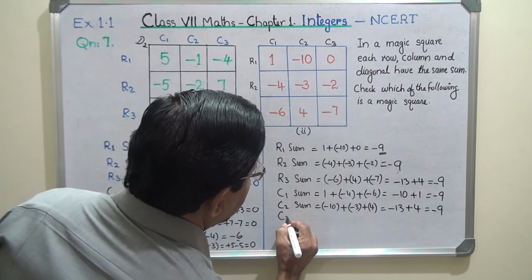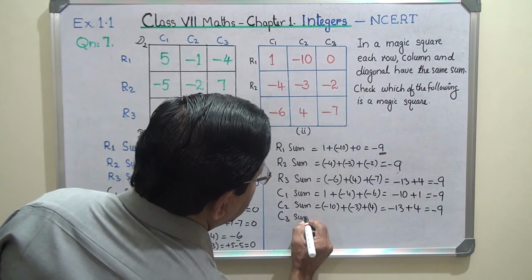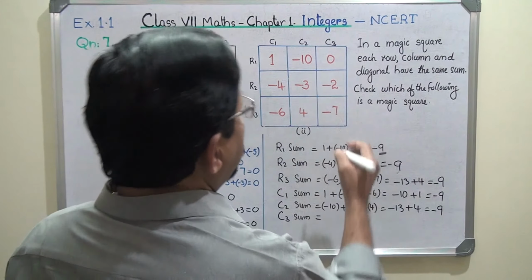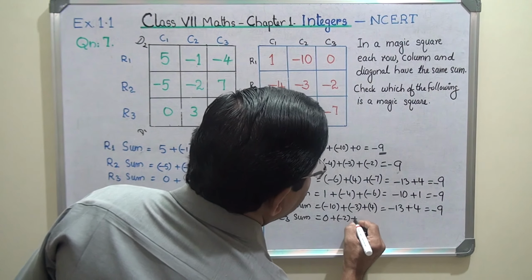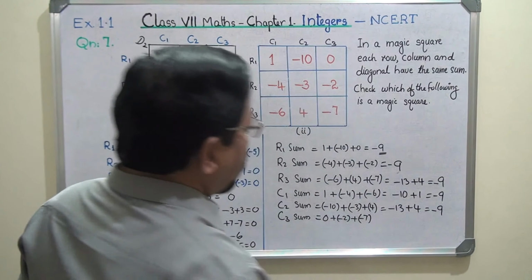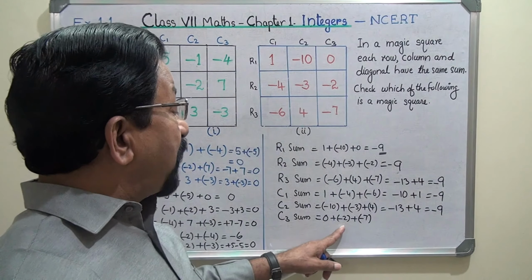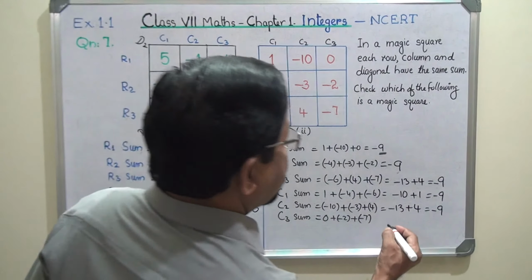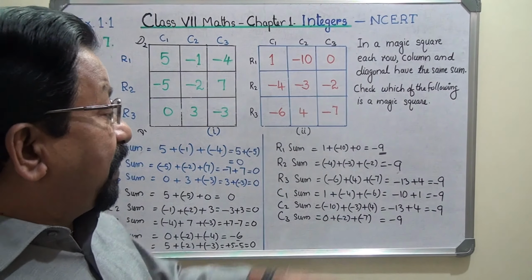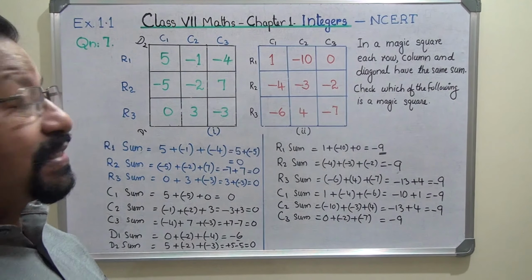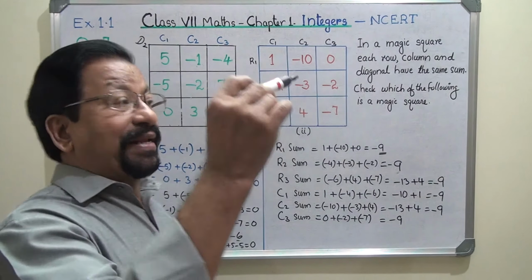What is C3? The sum of C3, column 3 of the second figure, is 0 plus minus 2 plus minus 7. Here you are adding 2 negative integers, minus 2 plus minus 7, that is minus 9. It's okay, all are minus. Now take the sum of the diagonals.